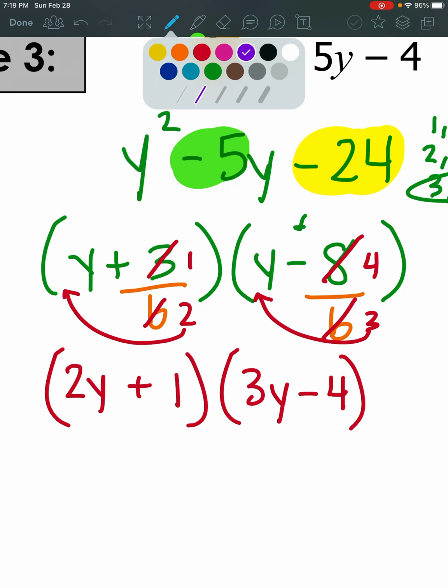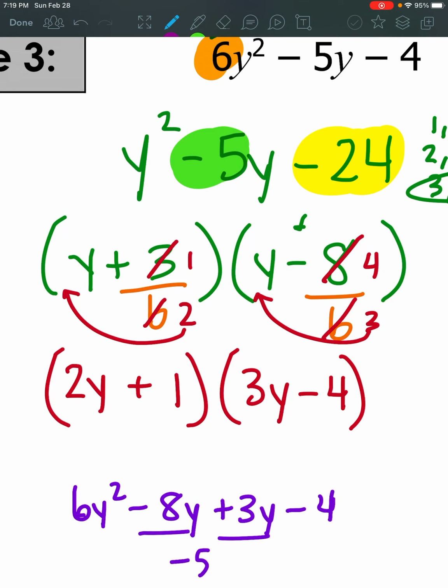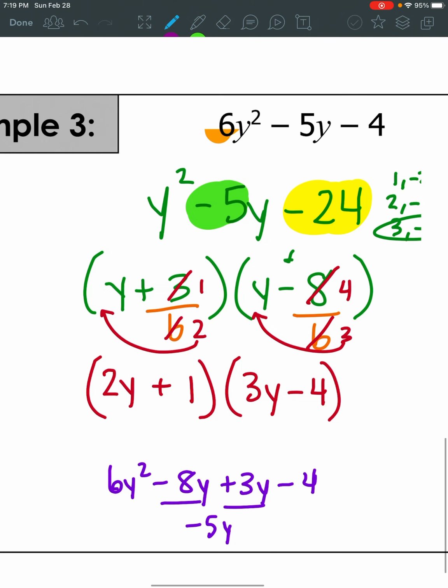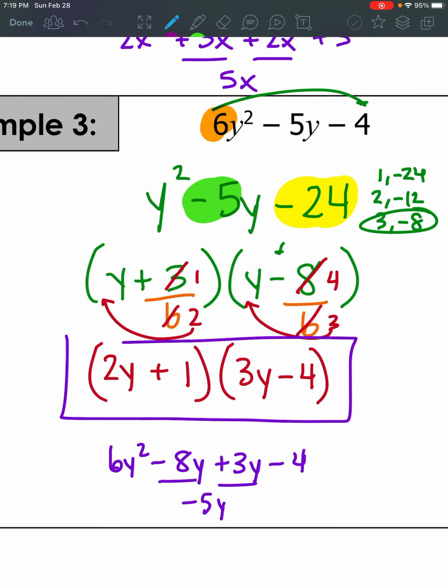And again, last step, I would always double check. So we get 6y squared minus 8y plus 3y minus 4. Middle terms combine to negative 5y. So 6y squared minus 5y minus 4, it goes back to what we started with. We're good to go on that one.